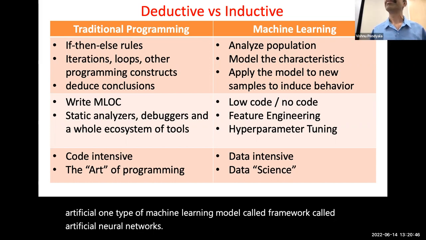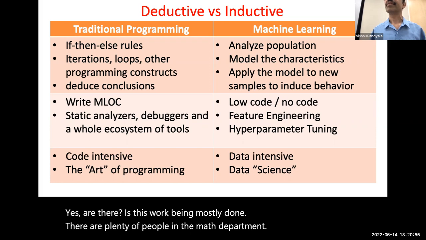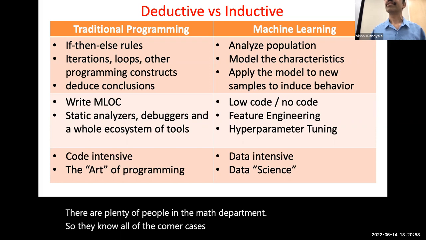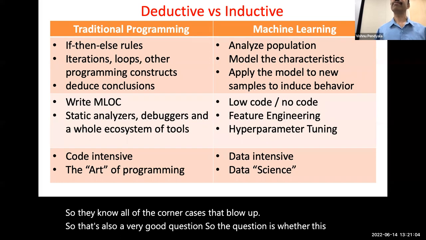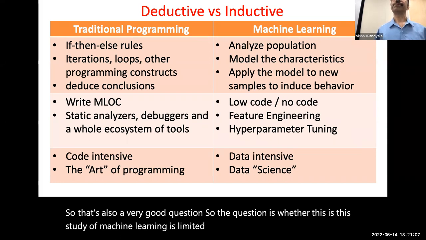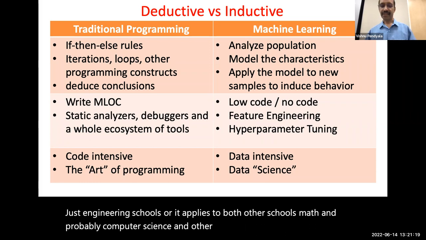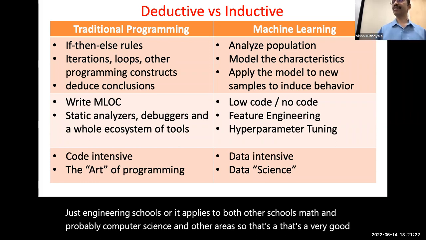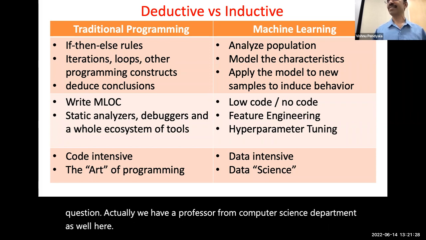Yes. Is this work being mostly done out of the School of Engineering, or are there plenty of people in that department also looking at this stuff, so they know all of the corner cases as well? So that's also a very good question. So the question is whether this study of machine learning is limited to just engineering schools, or it applies to both other schools like math and probably computer science and other areas. So that's a very good question. Actually, we have a professor from computer science department as well here. He can speak to it, but yeah.